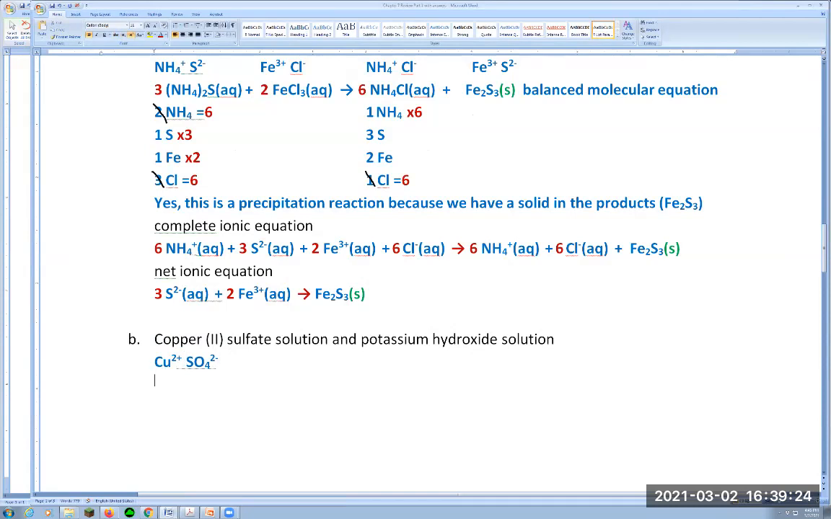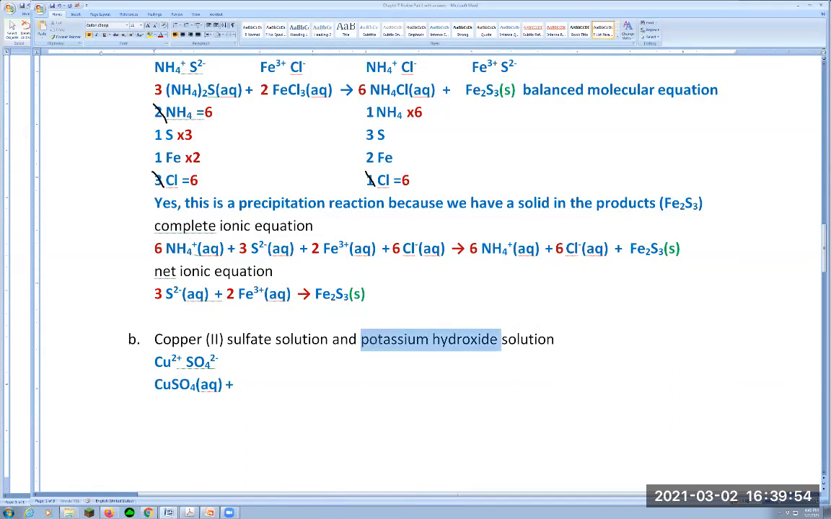So let's find the formula that they make together. And so let me rewrite this. You can see that we have 2 positive charges on the copper and 2 negative charges on the sulfate. So one of each ion will make this a neutral formula. So you just remove the charges and that's the formula. So what's the physical state? It says it's an aqueous solution, so that's AQ.